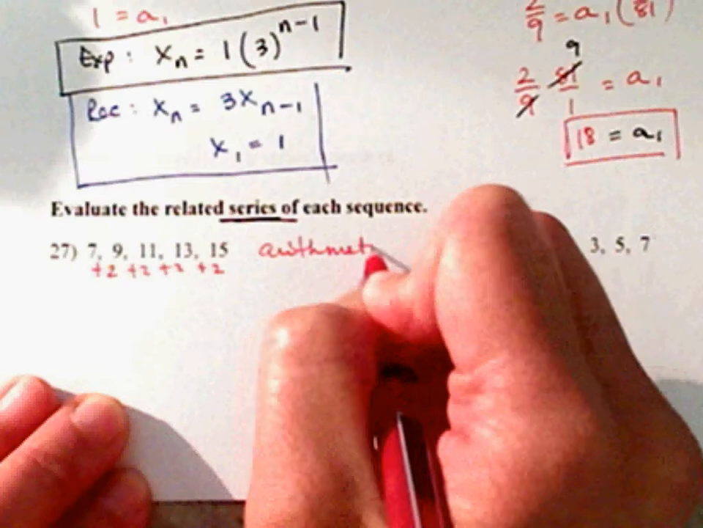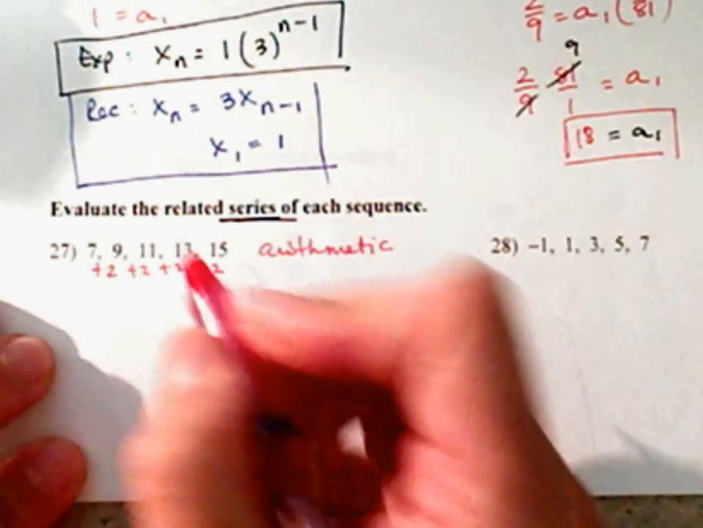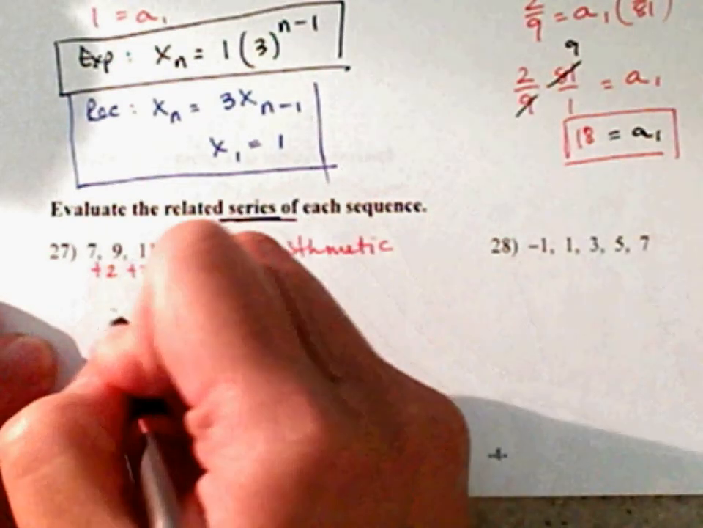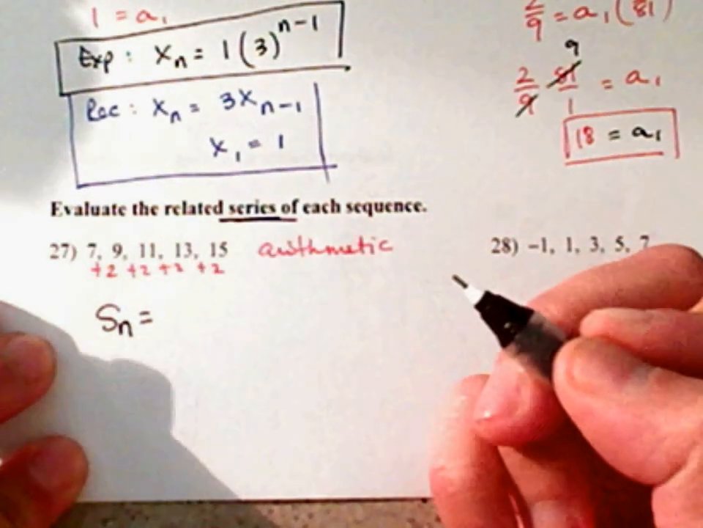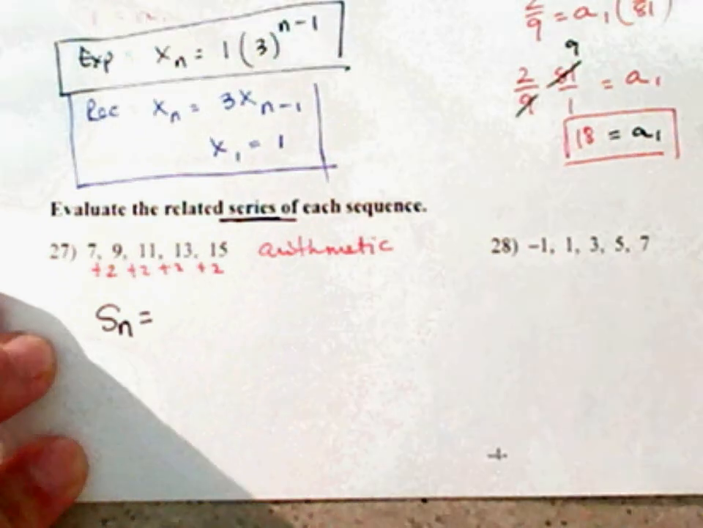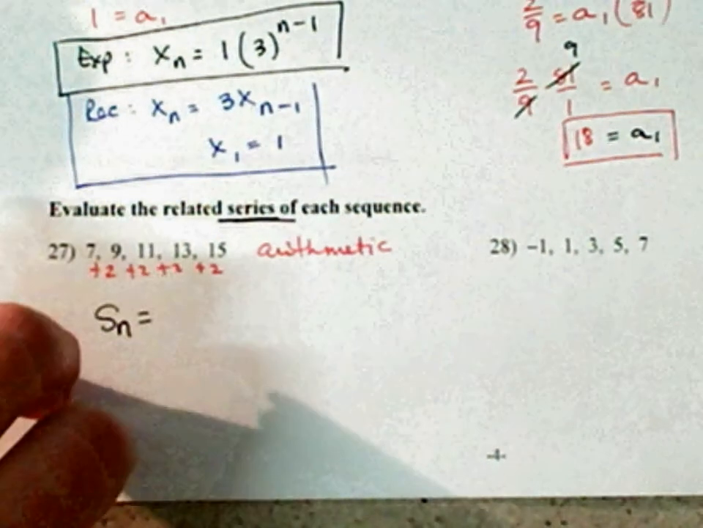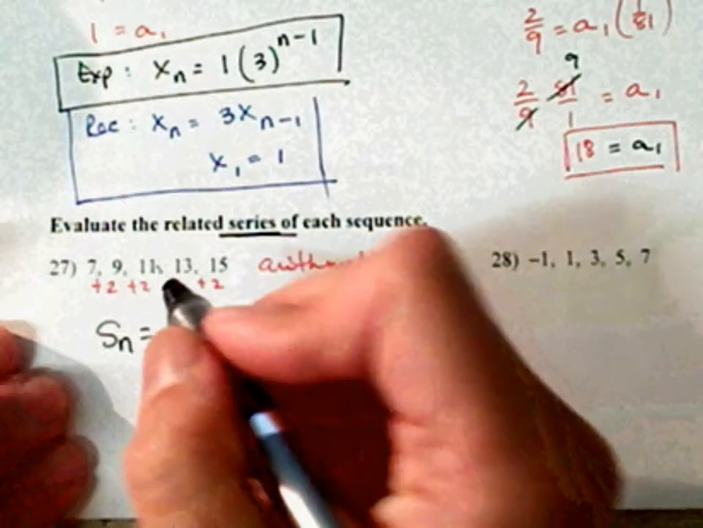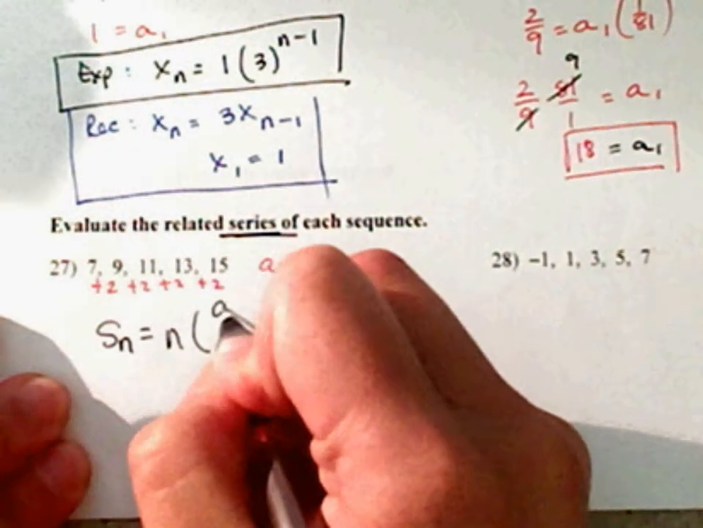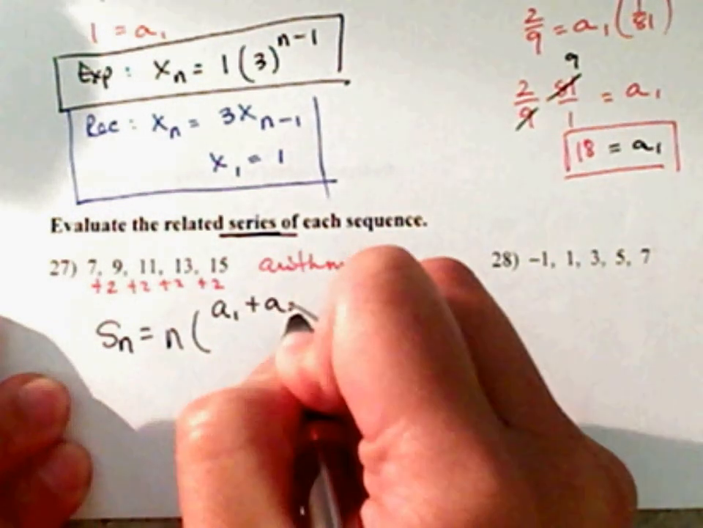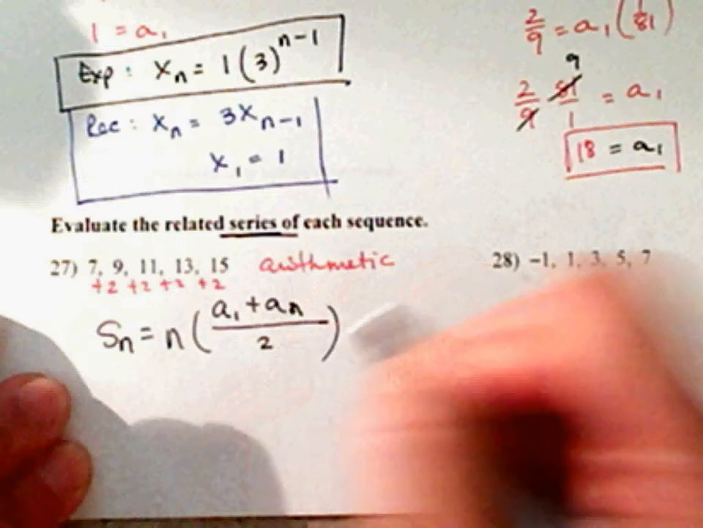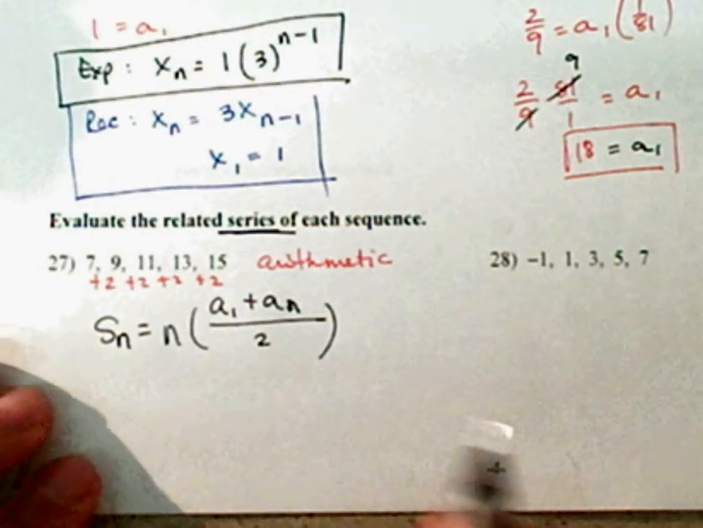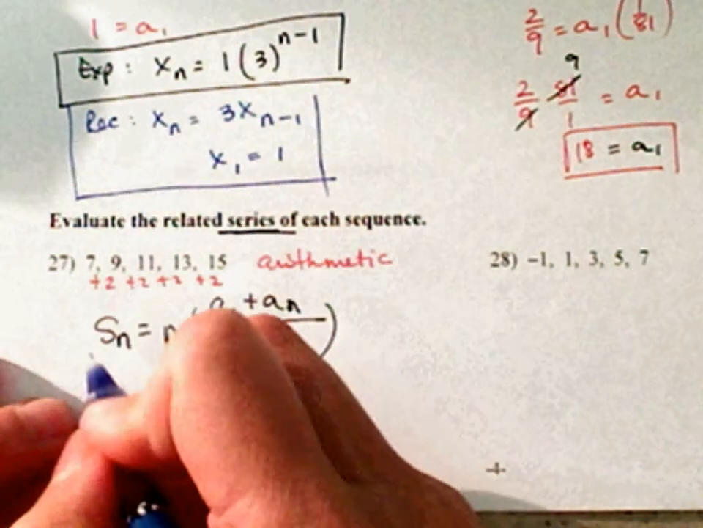Okay? So I'm going to use my formula. S of n is equal to. Alright? So if you don't remember the formula, here's your formula: n times a of 1 plus a of n, divided by 2. There's your series formula.